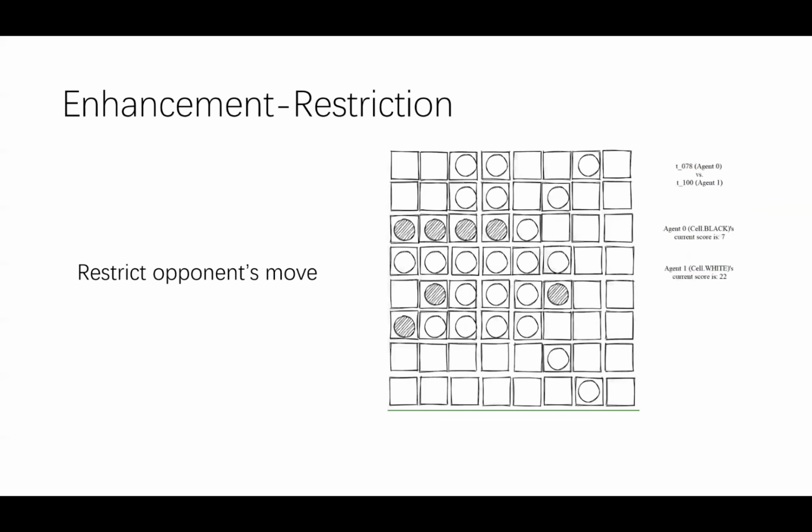Besides, we add a reward for the action to restrict the opponent's moves. Let's see the effect. As agent 1 only has a few moves, he placed the disc on the sub-corner, which helps us to occupy the corner and win this game.